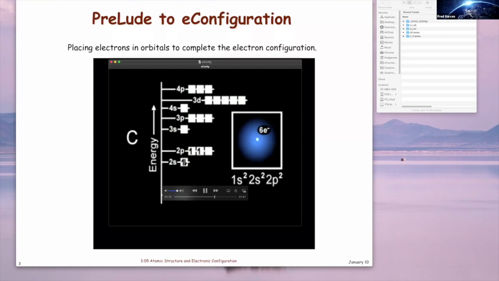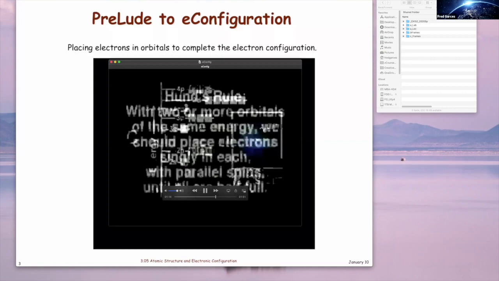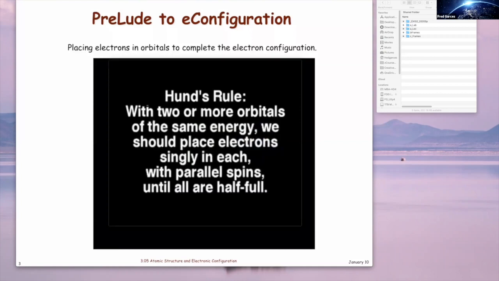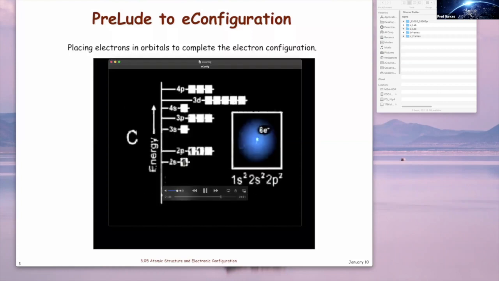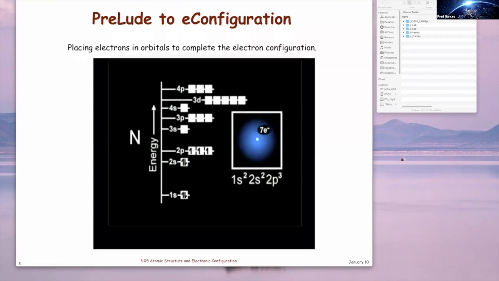Orbitals of equal energy. Hund's rule tells us that with two or more orbitals of the same energy, we should place electrons singly in each, with parallel spins, until all are half full. With nitrogen, we arrive at a half-filled subshell. A half-filled subshell is associated with special stability. As we come to oxygen, having used up all the vacant 2p orbitals, we must pair electrons. With neon, we come to the end of the first row of the periodic table, and the stable octet of electrons in the outermost shell.